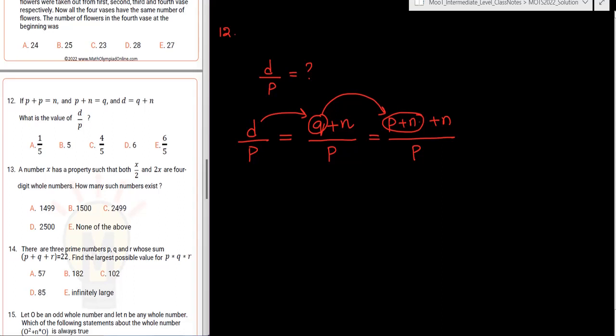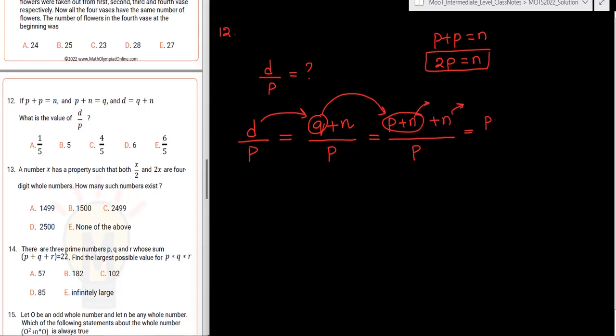But I have N in the numerator. In fact, there are two N's. What should I do with N? Again, there is another equation given. P plus P is equal to N. That means N is equal to 2P, right? So P plus P is equal to N means this is 2P is equal to N, or N is equal to 2P. I'm going to use that here for this N and for this N. I'm going to put 2P.